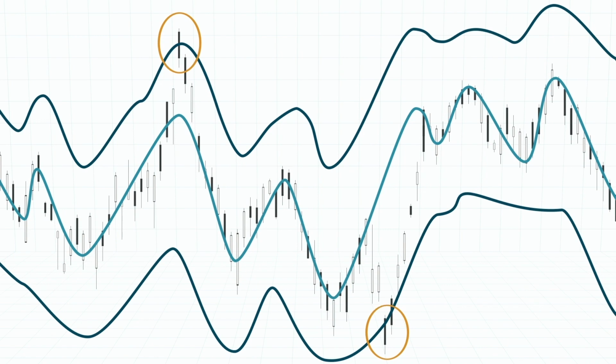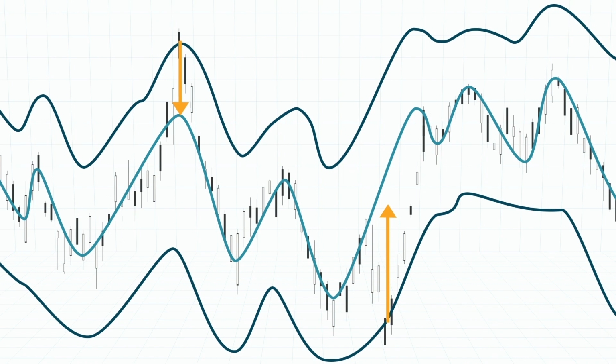Because the bands typically contain about 95% of a security's price movement, a move outside the bands is unusual but possible. When this happens, probability theory predicts that the security price will revert to a moving average or mean between the upper and lower bands. This is known as mean reversion, and some traders may use it to make trading decisions.